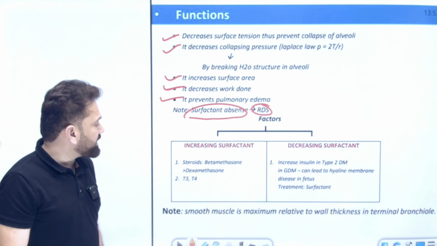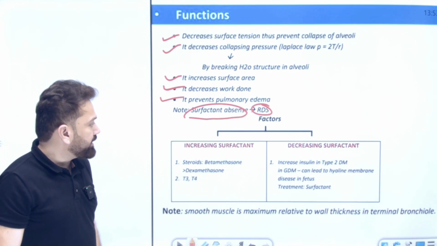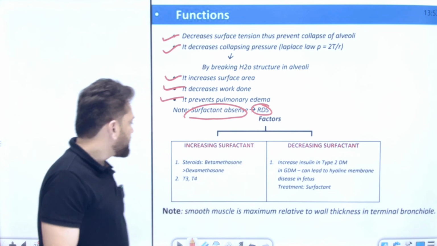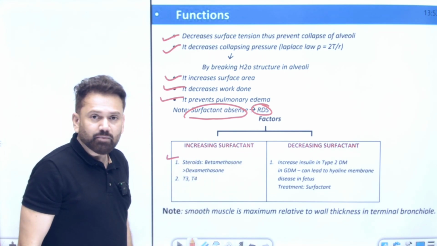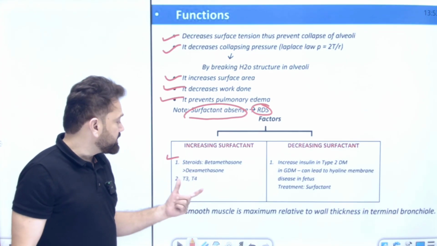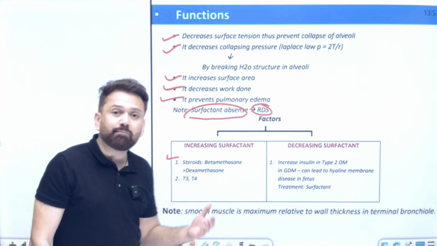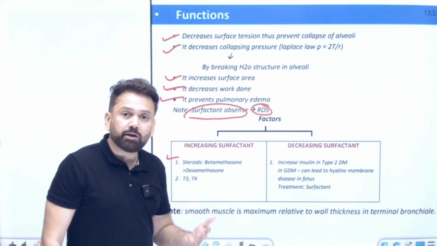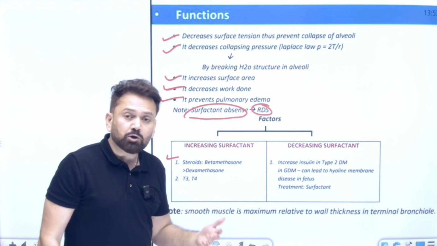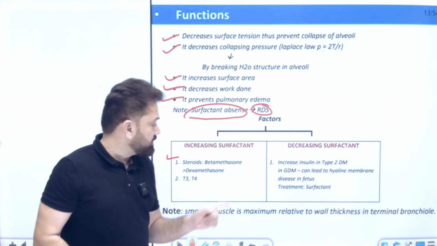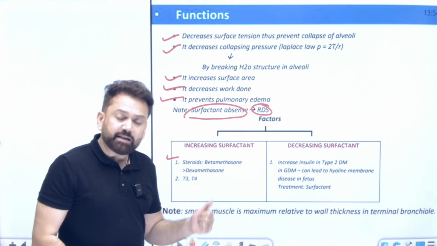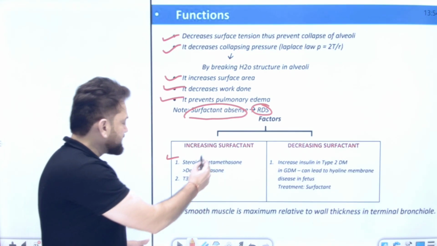Okay. Now, what are the factors that increase surfactant and what are the factors that decrease surfactant? Betamethasone and dexamethasone are both steroids, so they can increase surfactant. That is why, for those having a premature baby, we give dexamethasone to the mother so that the surfactant produced can increase. Beta and dexa both can be given, but which is better? Dexa is better.